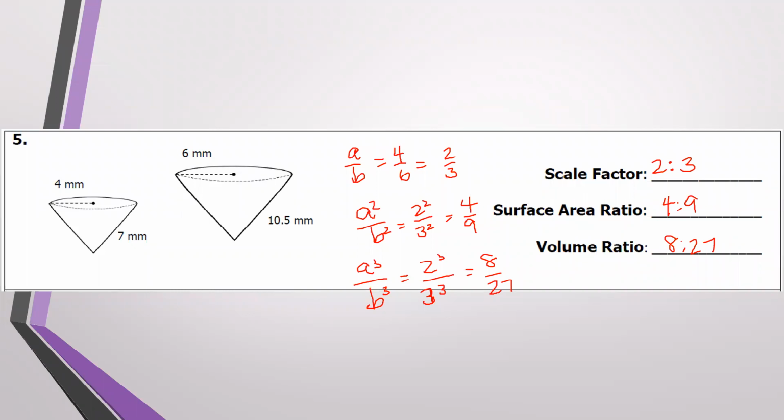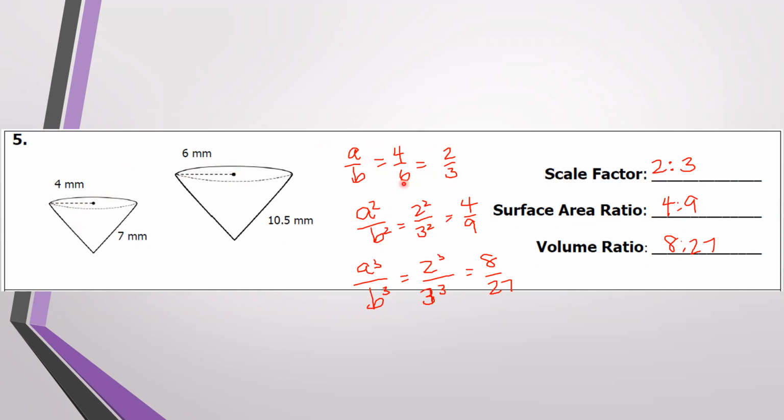All right. So we have two cones here. We know that the radius is 4 here, and the radius here is 6. I chose those numbers because they were whole numbers. You could have done the 7 and the 10.5, and it would have reduced to the same fraction. So your scale factor is A over B, which is 2/3. Because 4/6 reduces to 2/3.